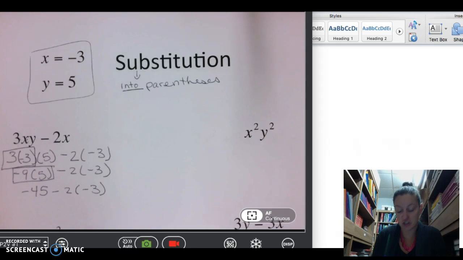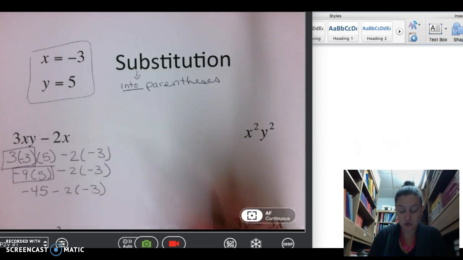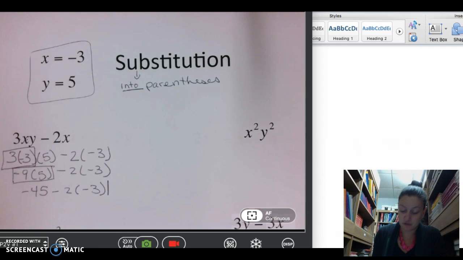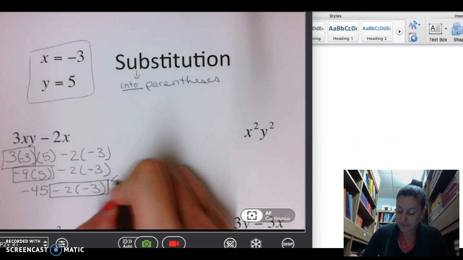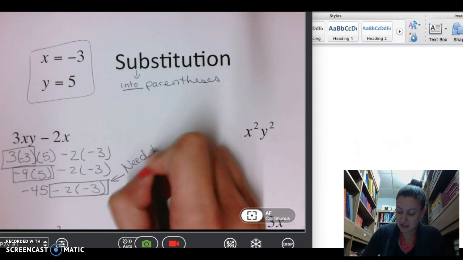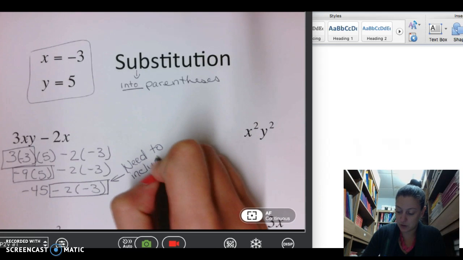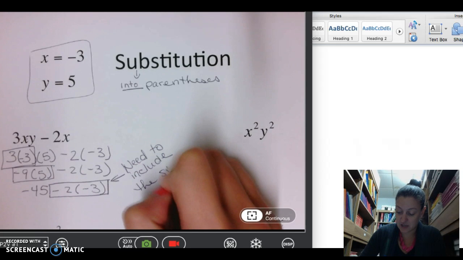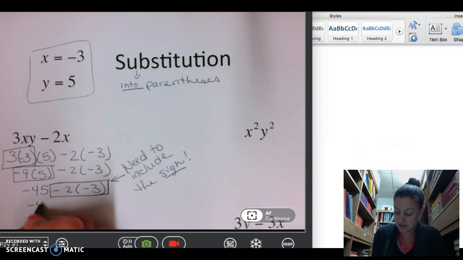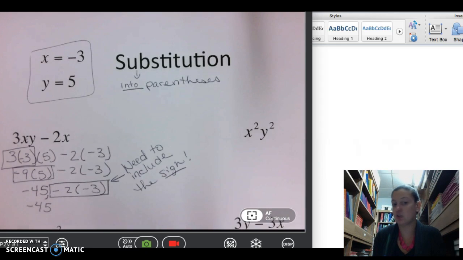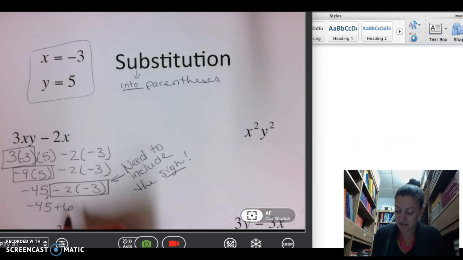Now the next multiplication is this. So how I'm going to draw my zoom in box is it's going to start at the end of the parenthesis and end at the very first sign I see. You need to include the sign. This is a very important step that if you don't draw these boxes, you might forget it. So be very careful to include the sign. So now it's -45. And then this is right next to it, so it's kind of like addition. It's addition or subtraction that's joining them, not multiplication or division. -2 times 3 is +6, so that's going to be -39.